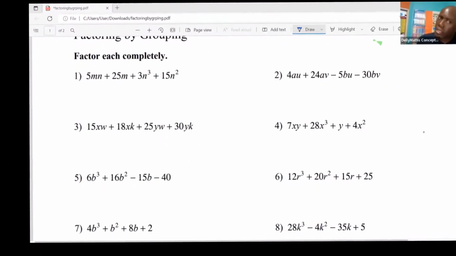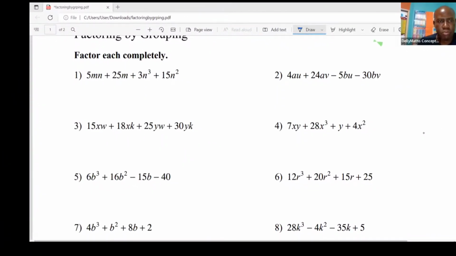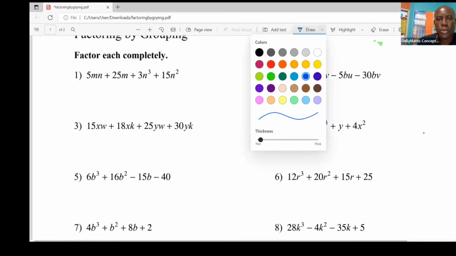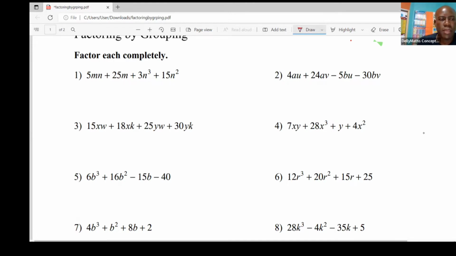All right, what we're looking at this moment is to deal with factorization by grouping. The key thing about factorization by grouping is that we're going to have four terms we're dealing with. So we're looking at number one here. As you can see, we have four terms. In factorization by grouping, you want to try to group the terms in two pairs. But while you're doing that, you want to make sure that each pair has something in common.